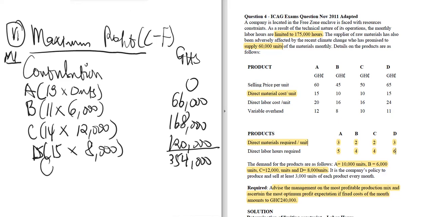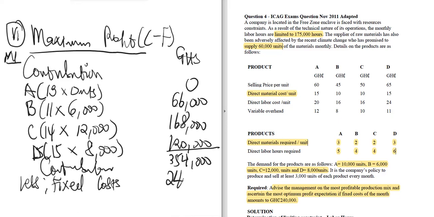354,000 also. And this is our total contribution. Now I less the fixed cost, not so? Less fixed costs. And in the question, it told us that our fixed cost was 240,000. So take out your 240,000, and that ends up giving you your maximum possible profit. So 354,000 minus 240,000 gives you 114,000. So 114,000 becomes what? The profit. Okay. So that is it.